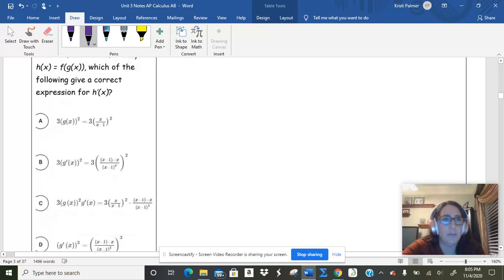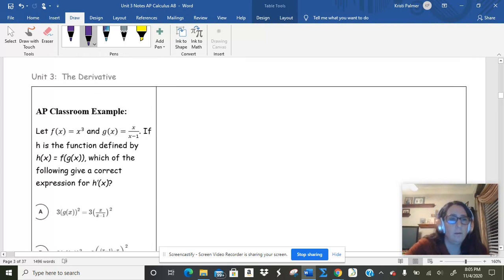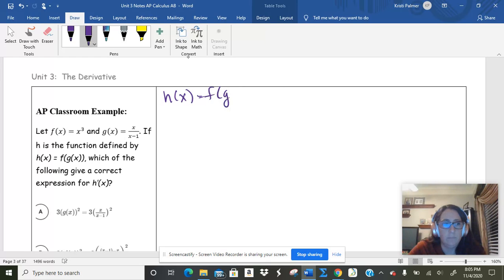Okay, 3 more left to try. So here is h of x, and it tells me it's a composition function. So f of g of x would be, plug everything in for g of x into that x. So it would look like that. So now I can see that I have a chain and I have a quotient.